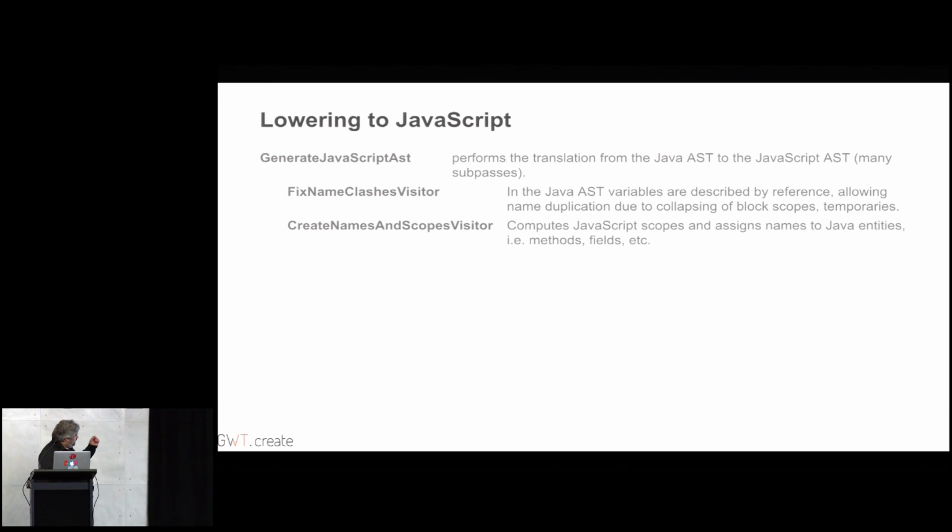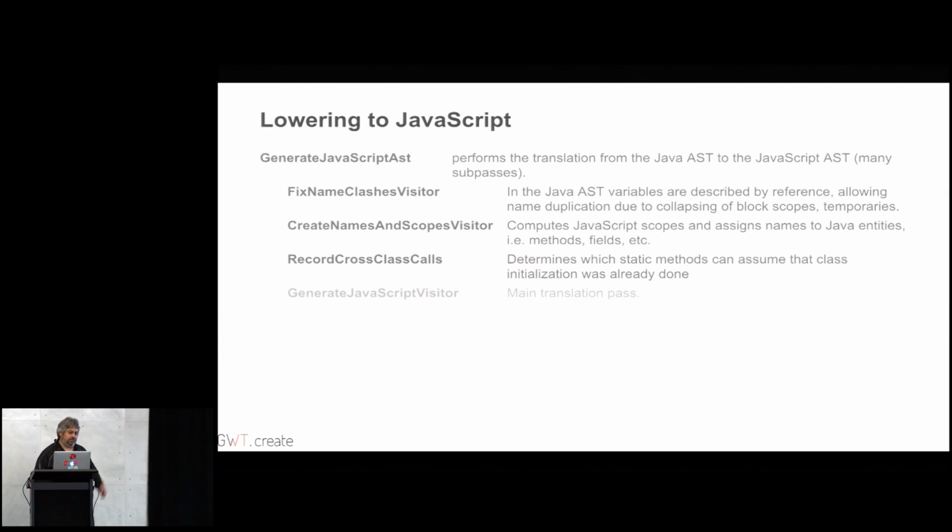Then there is this pass that tries to understand the JavaScript that you wrote in JSNI, to understand the references there, where they point to. It's a slightly complex process in itself. And then there are some little optimizations here that would probably benefit from moving them out. This one records classes and methods that go across classes, and if they don't, you can remove the static initializer that's always inserted for static methods. And the generate JavaScript visitor is the one that does the actual translation.